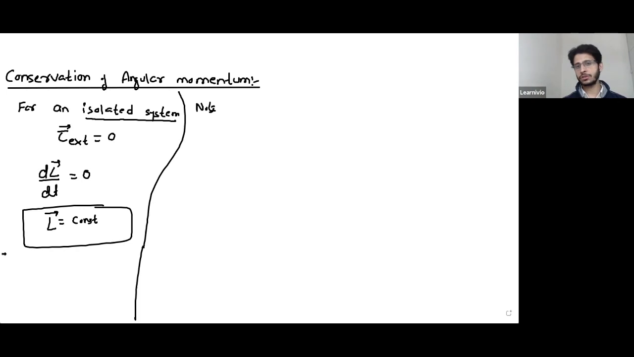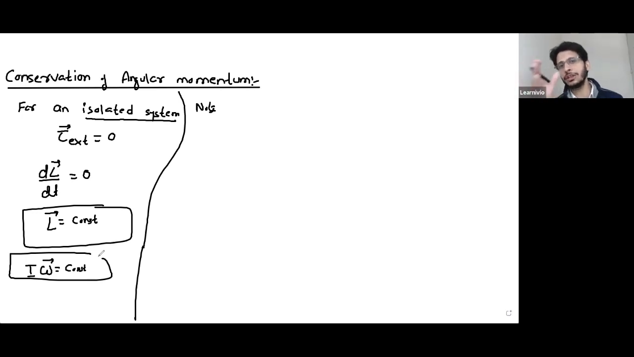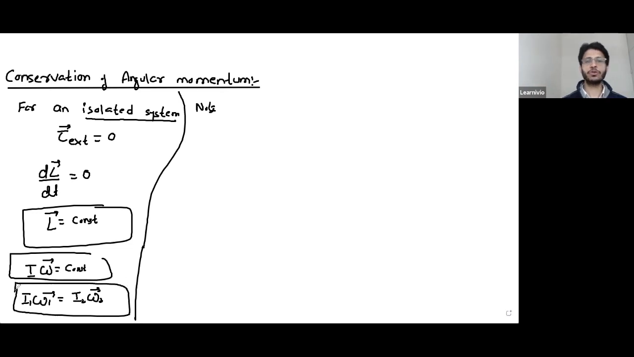Next, how would you use this concept in application and in numericals? L is basically I into omega. When I'm saying that L is constant, that means the product of I into omega is constant. When I say constant, that means its value is not changing. The value of I into omega. So that I can write as I1 omega 1 is equal to I2 omega 2. Its value is not changing.